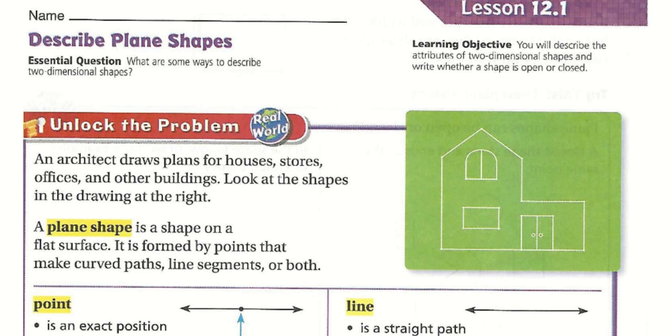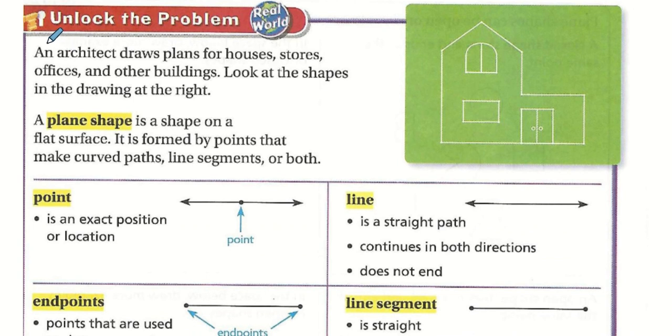So let me scroll down. The first one says, an architect draws plans for houses, stores, offices, and other buildings. Look at the shapes in the drawing at the right. Okay, so if we look over here, we can see this kind of looks like a house. We can see some windows and some doors.